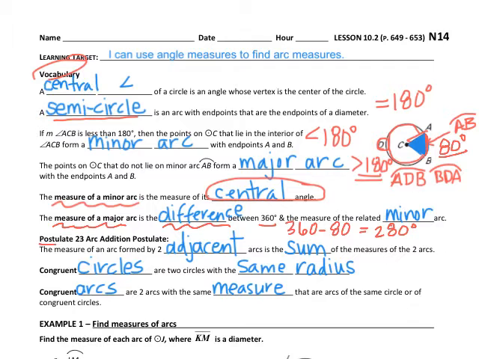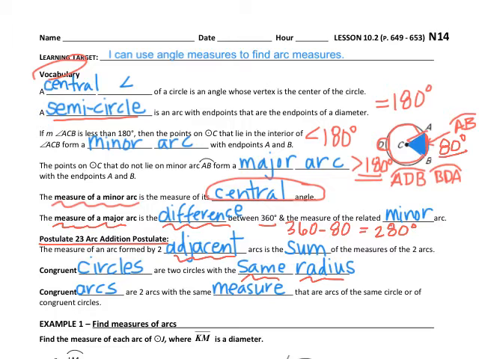All right, let's take a look at postulate 23, which is about arc addition. The measure of an arc formed by two adjacent arcs, remember adjacent means next to, is the sum of the measures of the two arcs. We're going to have some practice problems to help us learn that postulate. Congruent circles are two circles with the same radius. So if the radius is the same in two different circles, then those circles are congruent.